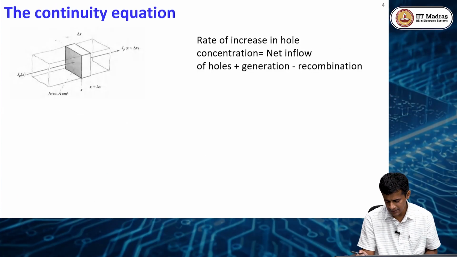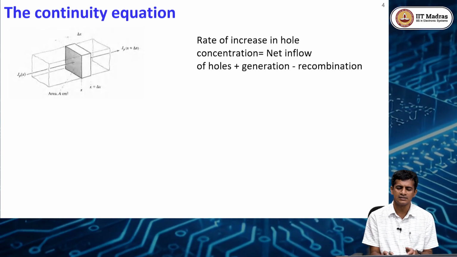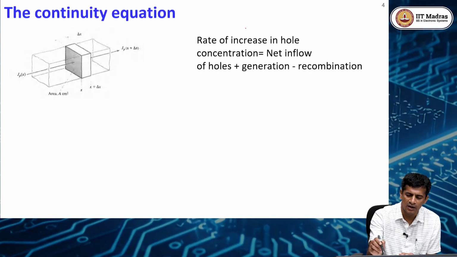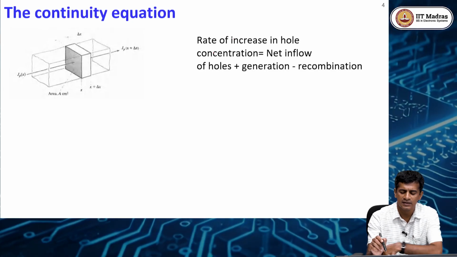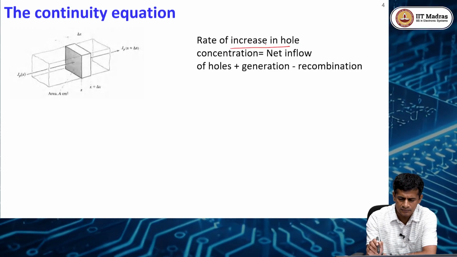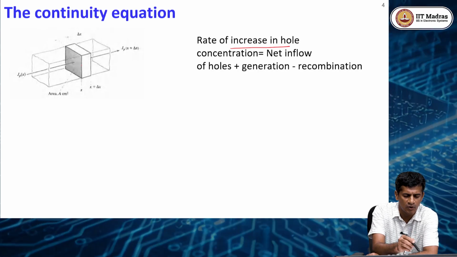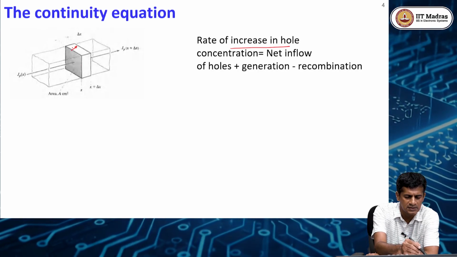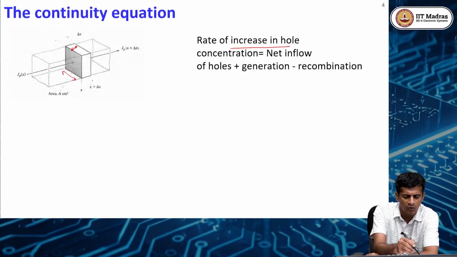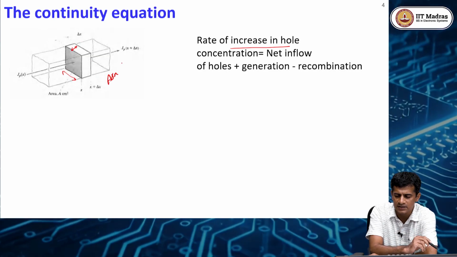The first thing we are going to write is something known as the continuity equation. It is the same thing, but instead of water, we are writing the continuity equation for holes. You take a small volume inside a semiconductor. This thickness is delta x, and the area of cross section is A. Then the volume of this differential element is A delta x.